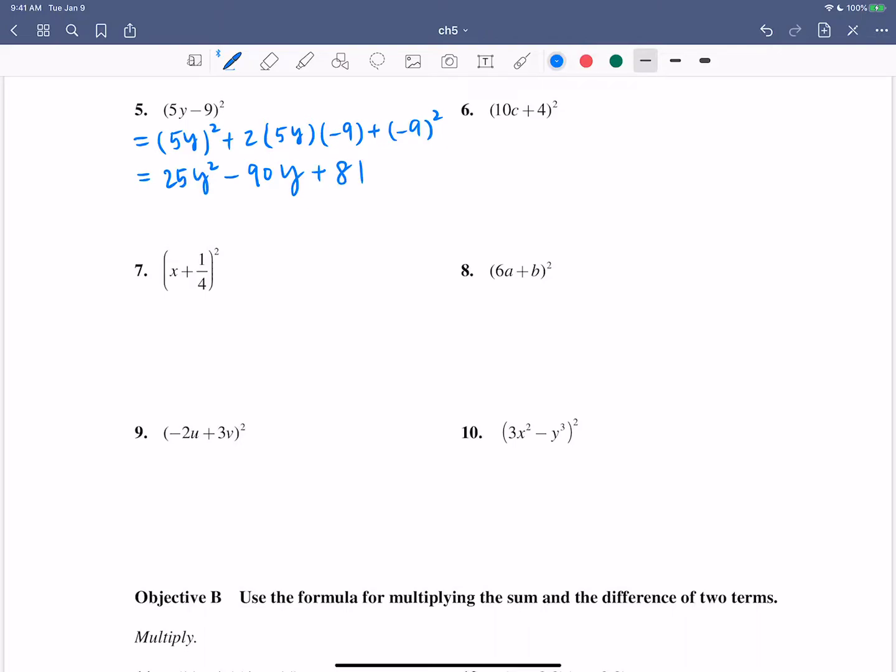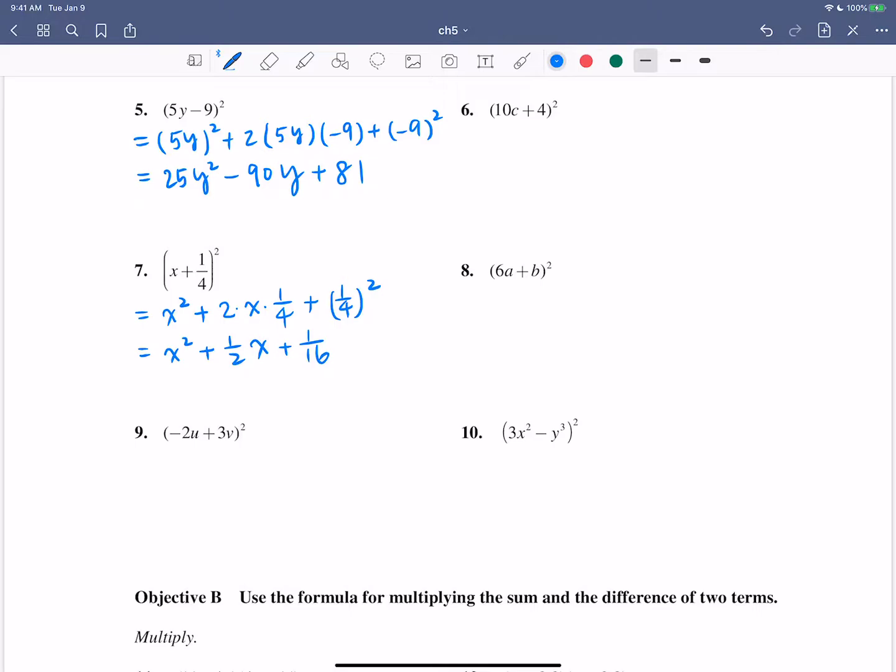Number 7, x plus 1 over 4 squared. Same idea, square the first term, x squared, double the product, so plus 2 times the first term x, times the second term, 1 over 4, and then square the second term, 1 over 4 squared. And then calculate. x squared, just x squared. 2 times x times 1 over 4, that's positive 1/2 x. 1 over 4 squared, that's 1 over 16.